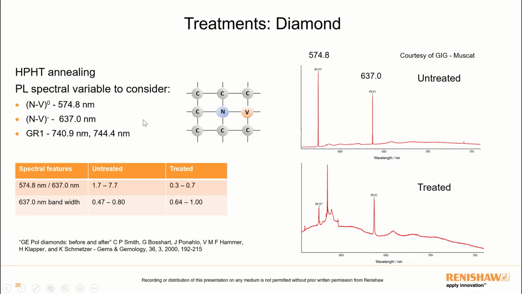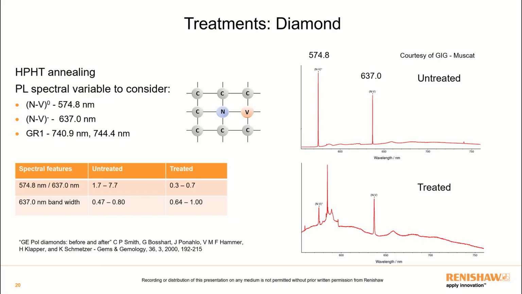So there are different variables that we consider for the evaluation of the treatment in this type of diamonds. Two of these are the neutral and negative NV centers, in which we consider the ratio between the two, given here generic values, so untreated between 1.7 and 7.7 and treated between 0.3 and 0.7, but also we consider the width of the 637 nanometers band, which becomes larger after treatment.